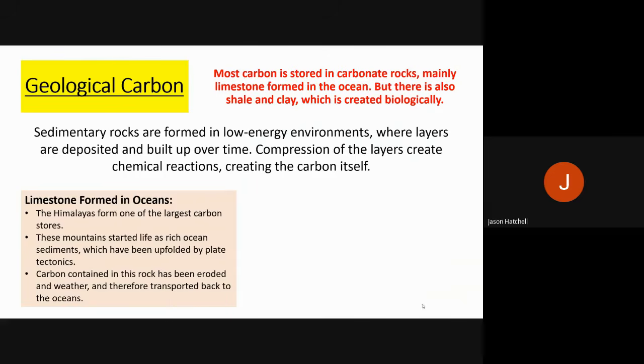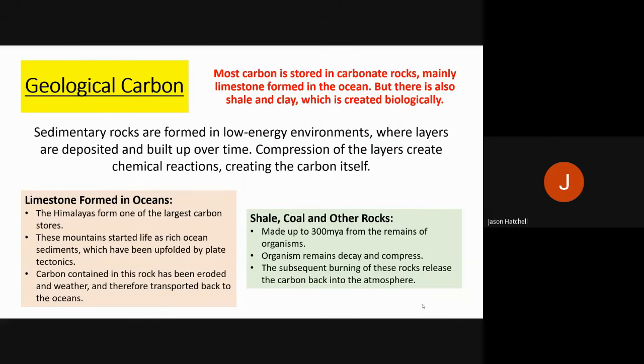The carbon contained in that Himalayan rock has been eroded and weathered over time, and therefore has been transported back into the oceans via rivers. So you can see that cycle taking place within these limestone rocks in the Himalayas, formed in oceans millions of years ago, and that limestone weathering and transferring that carbon back to the oceans. So that is a cycle.